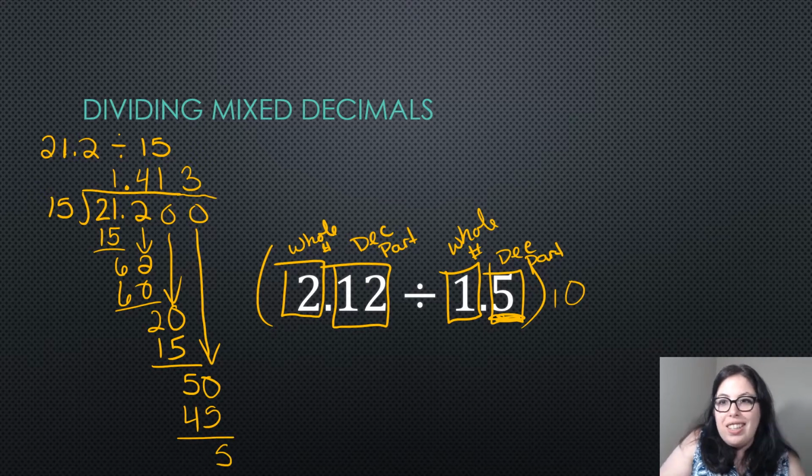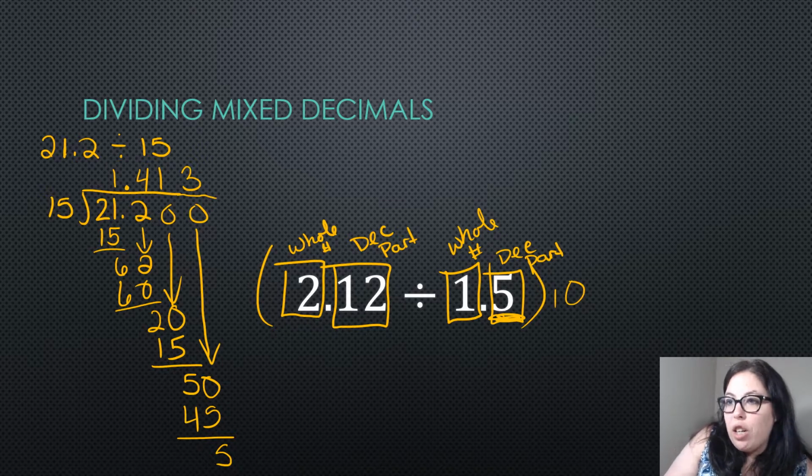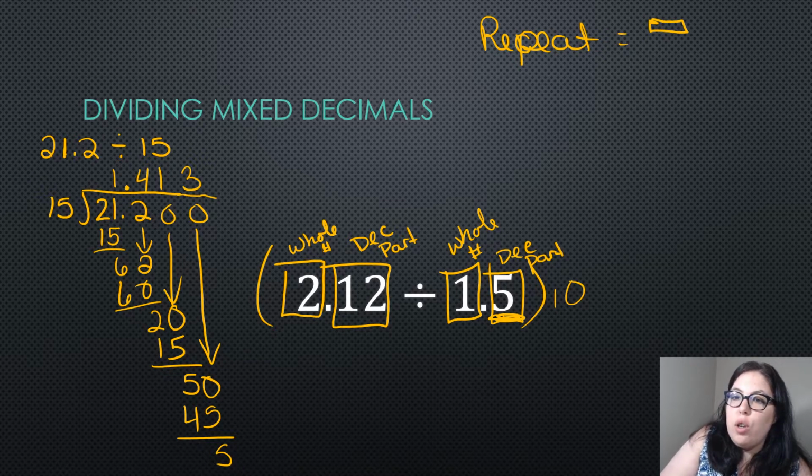Okay. This is called a repeater, and it's given by a bar over the repeating number. Okay, so in this one, our bar is going to be above that 3. So when I give an answer, it's going to be 1.413 with a bar over it.